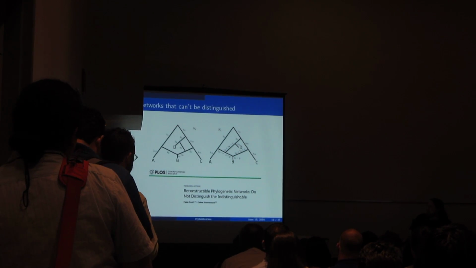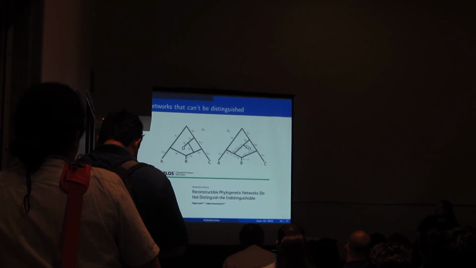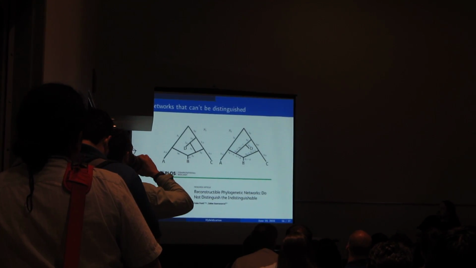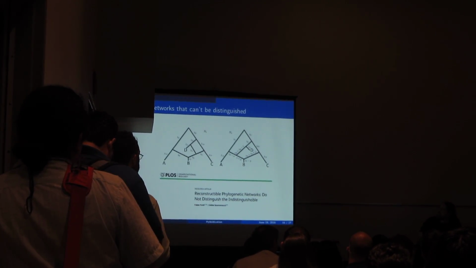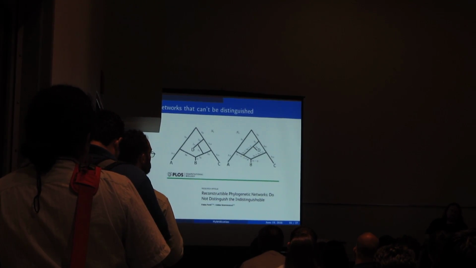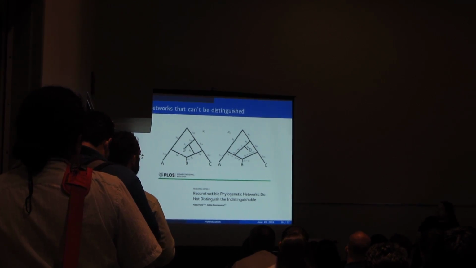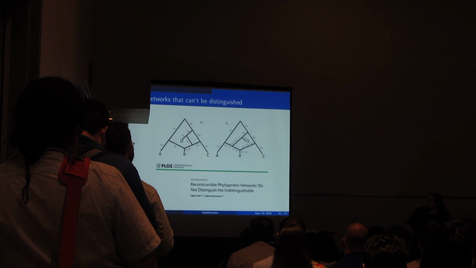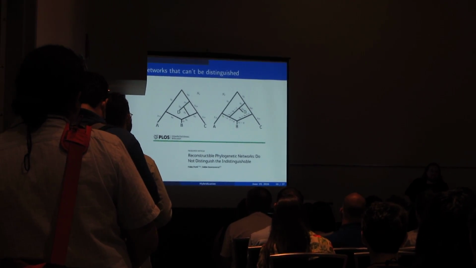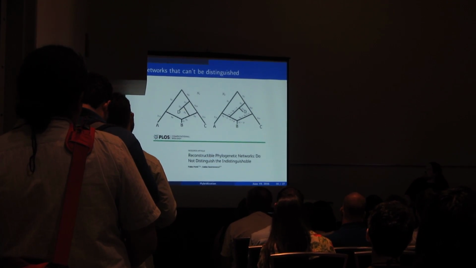So there's a paper that came out last year in PLOS Computational Biology pointing out that these two networks are distinct, that they don't mean the same thing biologically, but in some sense they're indistinguishable from most data that you would think of having.